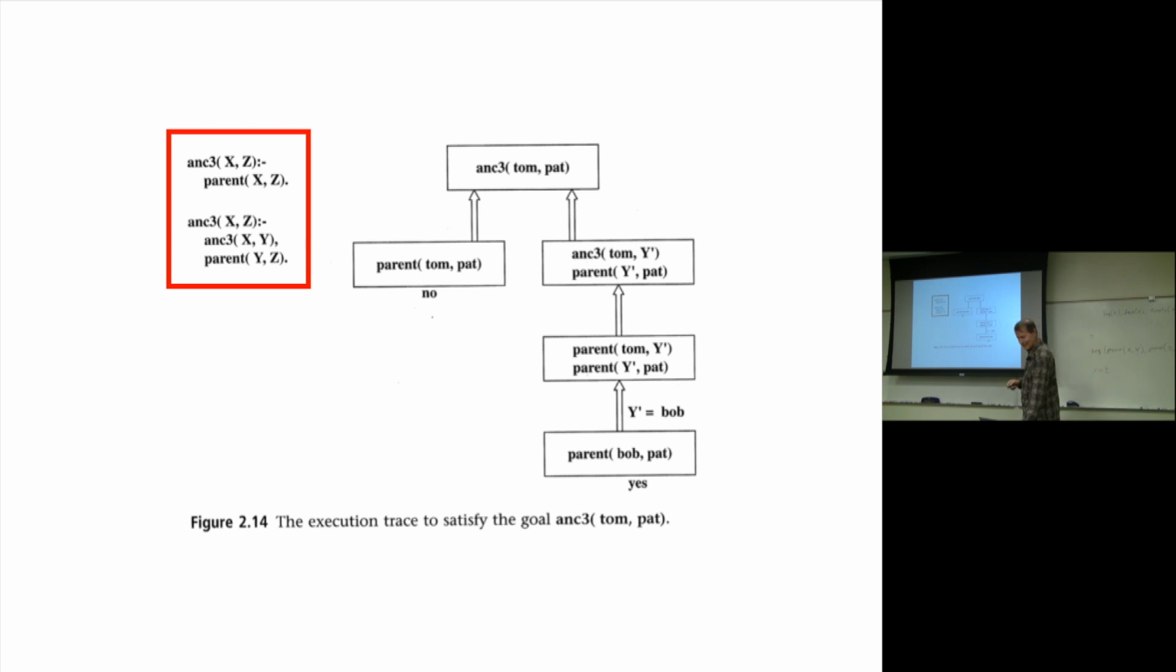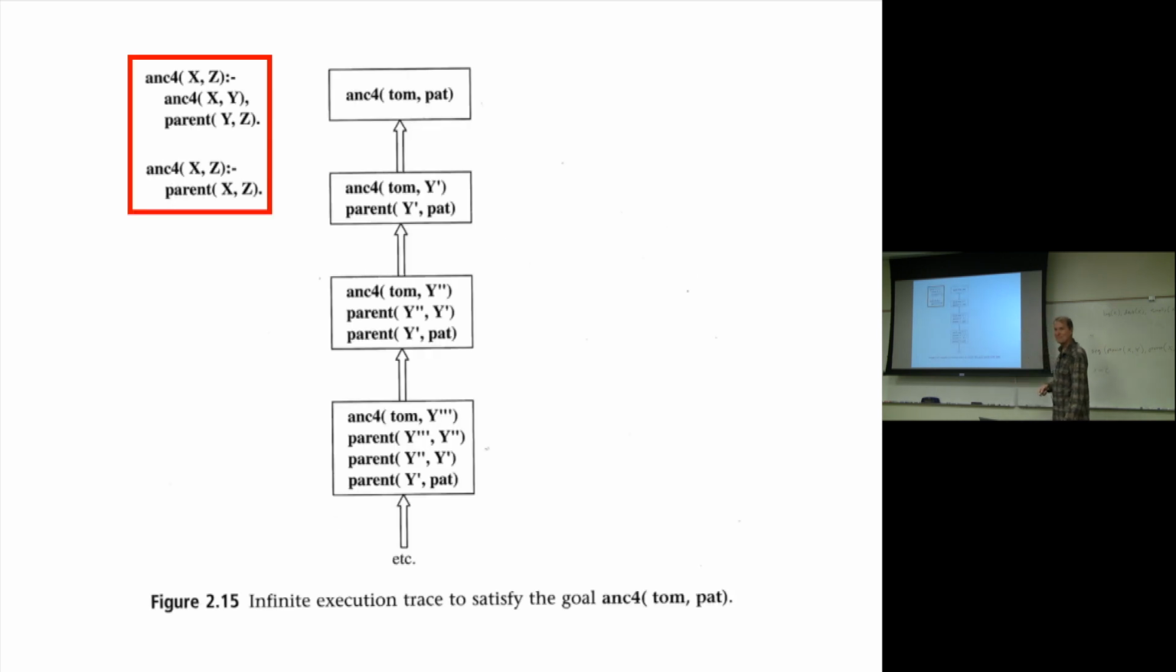But here, can you see that this one is endless? Because what is it doing? It's starting with ancestor of XZ if ancestor of XY. And so ancestor will keep calling ancestor, which will keep calling ancestor, and it will keep calling itself over and over again, and it will be endless. Do you see? So this is an extreme case where you actually have an infinite execution trace because of the ordering of these goals. The bad ordering of the goals.